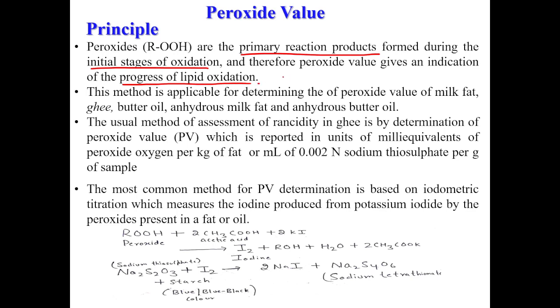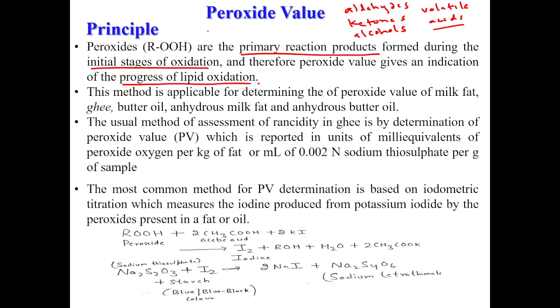So we know that when oxidation starts in any oil sample, then first the primary oxidation products are produced, which are nothing but the peroxides and the hydroperoxides, and then these peroxides and hydroperoxides during the secondary stage of the oxidation get converted to aldehydes, ketones, alcohols, and some volatile acids are also produced. And these are the secondary oxidation products, and these will impart the flavor to the ghee.